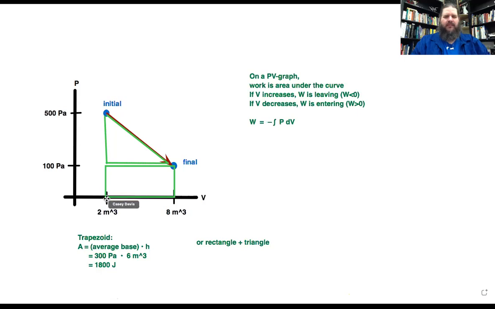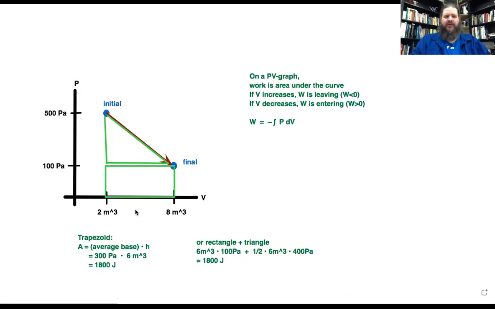Yeah, base times height. Base in this case would be 6 cubic meters, times 100 pascals. And then for the triangle, half of 6 times 400. So that's going to be 600 plus 1200. So we still get 1800 joules.